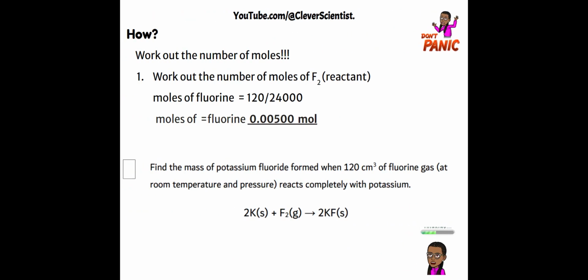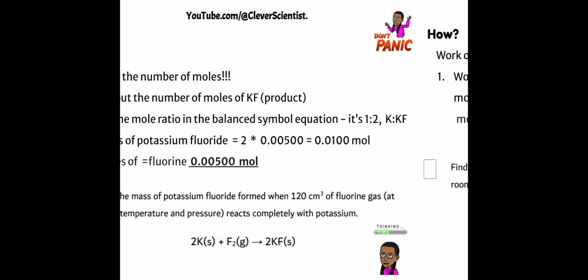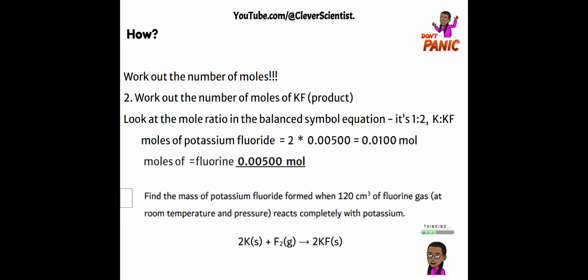The number of moles of fluorine, which is one of the reactants, we have 120 and we divide it by 24,000. 24,000 is the volume of one mole of gas expressed in centimetres cubed rather than decimeters cubed. So we can work out the moles of fluorine to be 0.00500 moles.